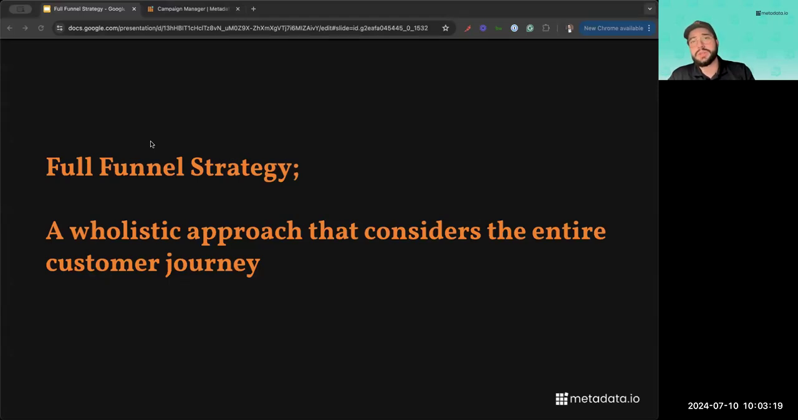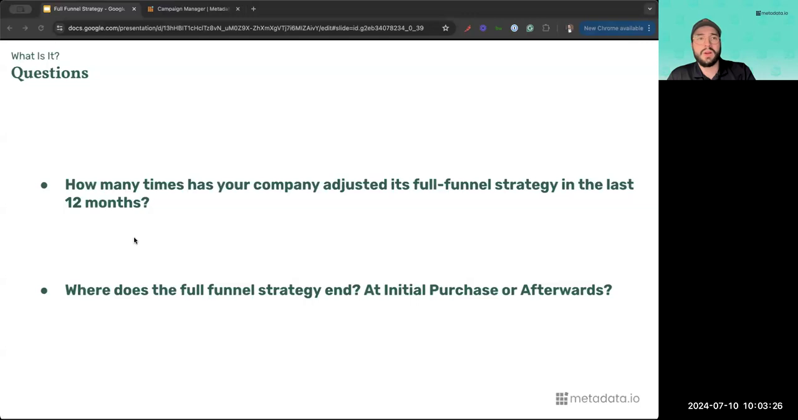There's a couple questions, first and foremost, that are worth thinking about as we have this conversation. A lot can be boiled down to these two. How many times has your company adjusted its full funnel strategy in the last 12 months? And where does your full funnel strategy end when you have these conversations? Does it end at the initial purchase or does it continue on?